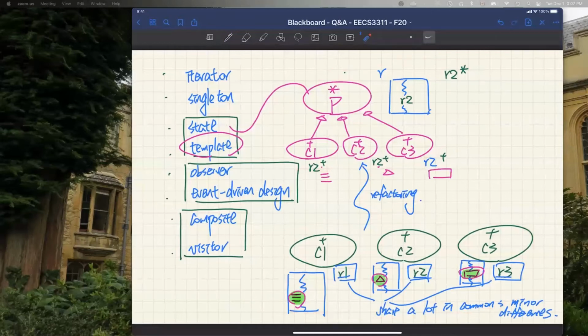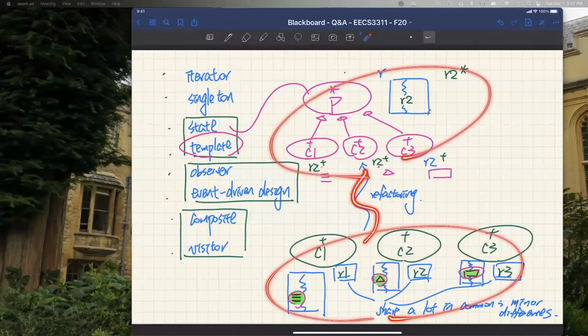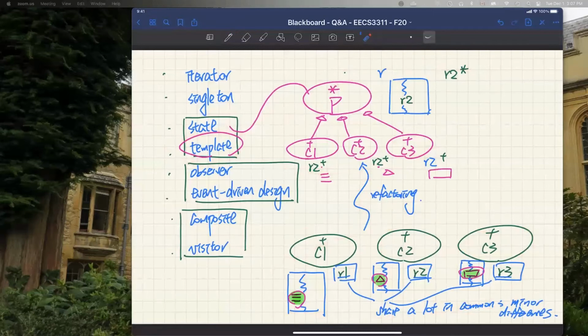I personally really like the template design pattern a lot because it really exploits the real ability of OO. So if you know how to refactor your design from something like this into something like this, using the template design pattern, that means you have a true understanding of OO, at least. All right?